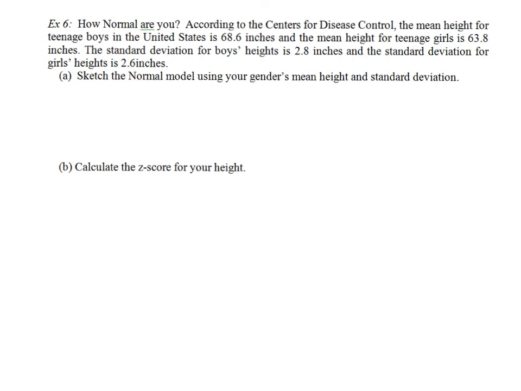So first of all, depending on your gender, sketch the normal model. So make your bell curve and fill in the numbers for the height with the standard deviations. So label those standard deviations on your bell curve. Then go ahead and calculate the z-score for your height. So make sure you come out and tell what your height is, and then find the z-score. And lastly, interpret what that z-score means in reference to this problem. So we'll be looking at those answers tomorrow in class. So be sure to do these calculations for example number 6 for your specific height.